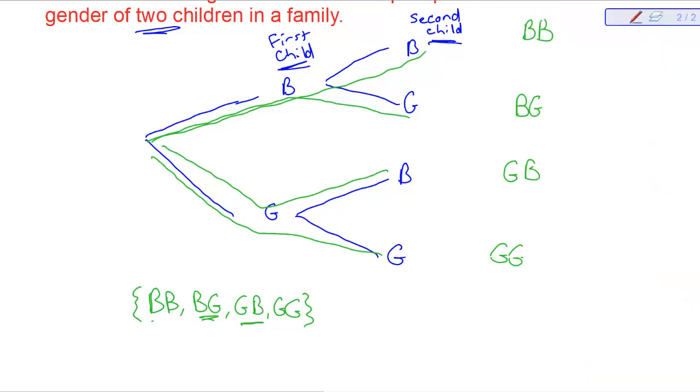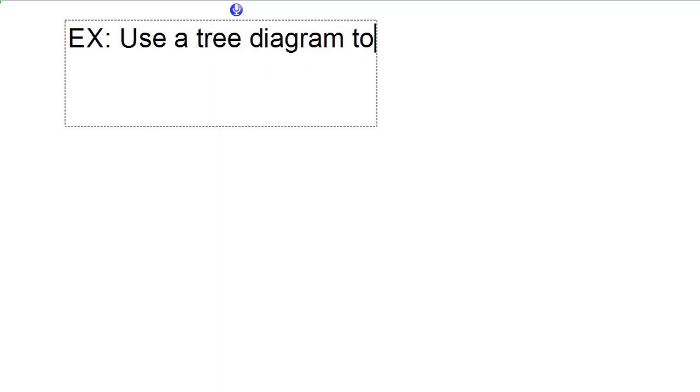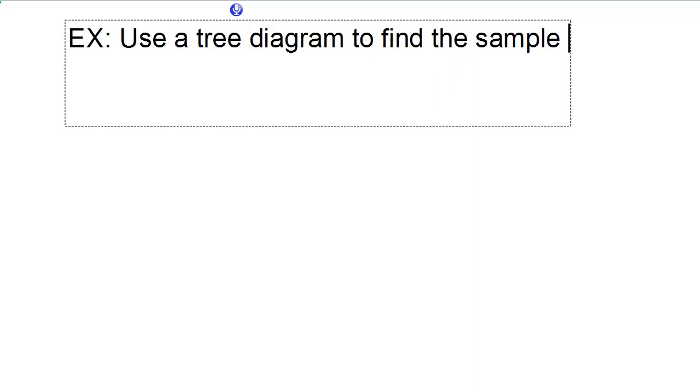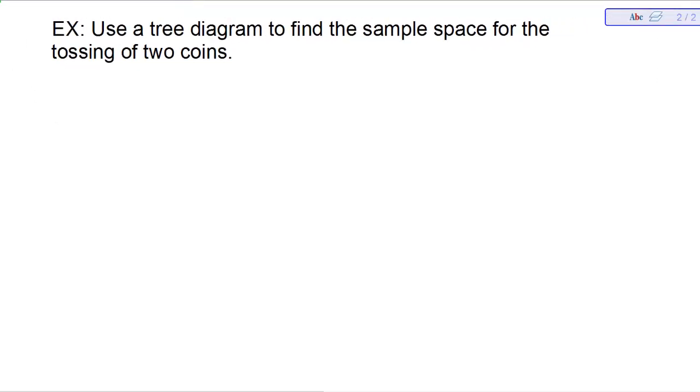Let's do another tree diagram. But this time, let's say we want to use a tree diagram to find the sample space for the tossing of 2 coins. Well, we already know what the sample space is for tossing 1 coin. It's heads and tails. Now let's look at what it will be for tossing 2 coins.